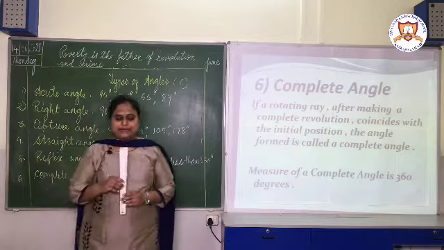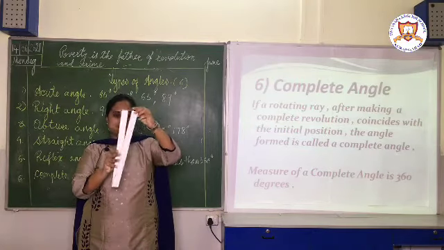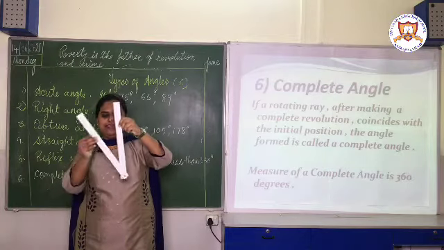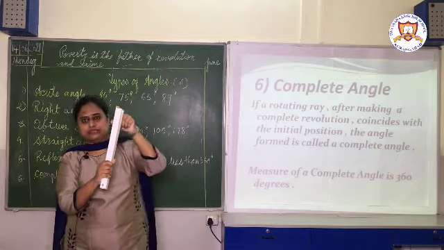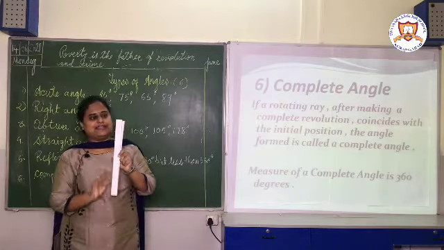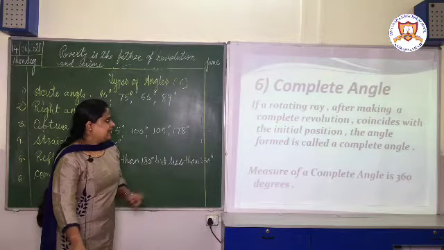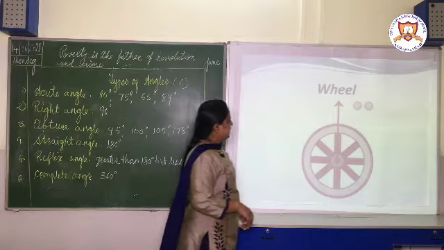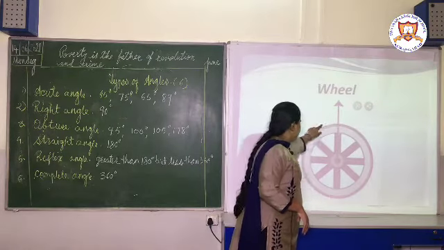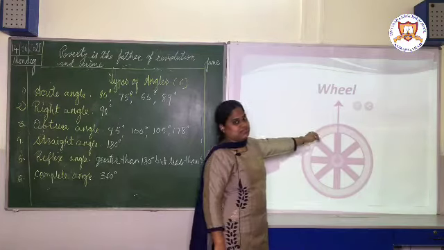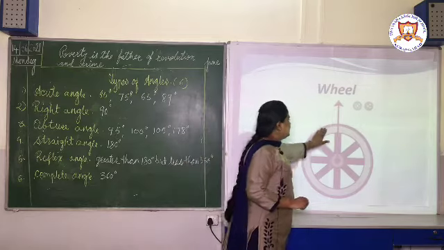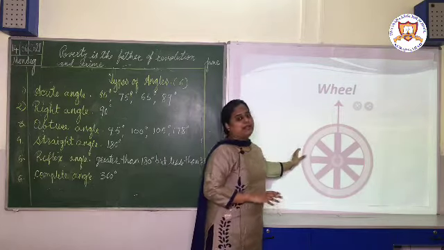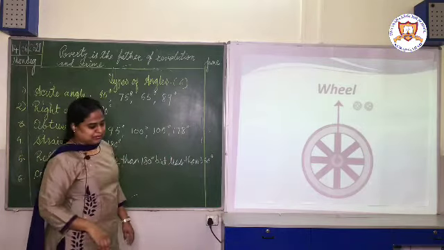Okay, so you will see it practically here. If we take one complete turn and come again to the same position, then we can see the complete angle, 360 degree. It is called a complete angle. Now in day to day life we'll see examples of the complete angle. Now you will see this wheel. When this ray takes one complete turn and comes again to the same position, its initial position, this is also called a complete angle. They are making a 360 degree angle. So wheel is also an example of a complete angle. So this is a day-to-day life example.